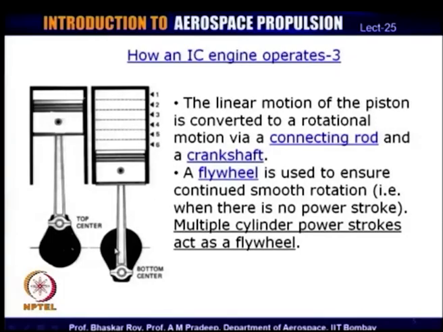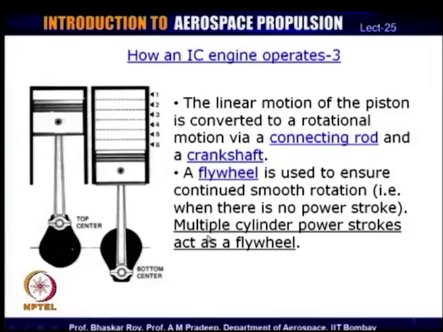As a result, the crankshaft supplies power to the propeller in the case of an aircraft engine, and that is how the propeller rotates and creates thrust. So, we need to convert the linear motion of the piston to a rotary motion, and that is done through the system of connecting rods and cams and crankshaft. And then we have the concept of the flywheel, which sustains the motion, or continued smooth motion, through the other strokes. So, that we have continuous motion.